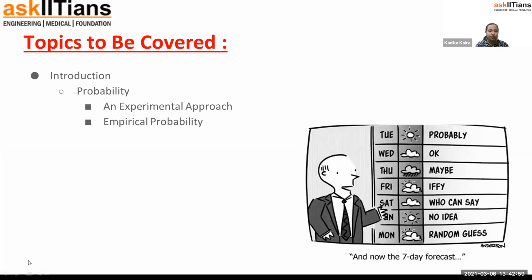So first thing we will be talking about is the experimental approach, as in what's the probability, how do you do it. Then we will be talking about an empirical approach. Before starting, I just want to tell you one thing, there are two types of probabilities, theoretical and experimental. So the experimental approach is the same as the empirical approach. So let's understand them one by one.